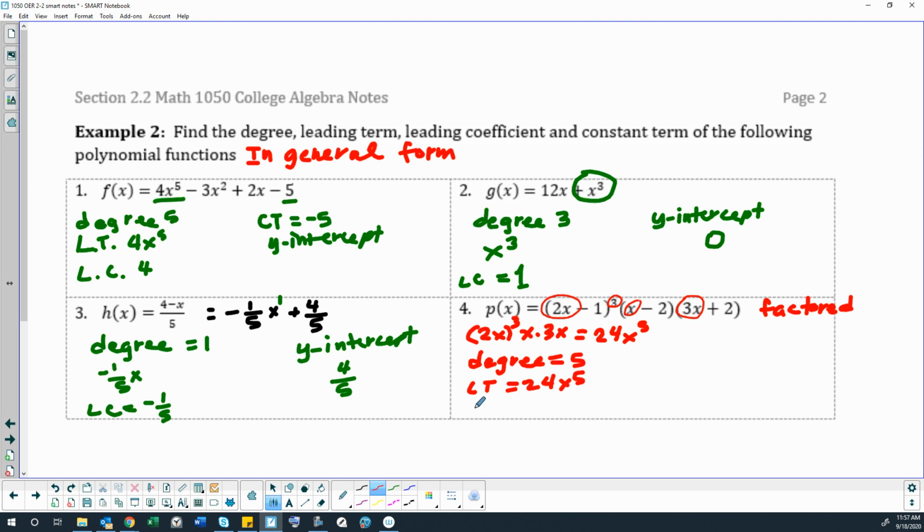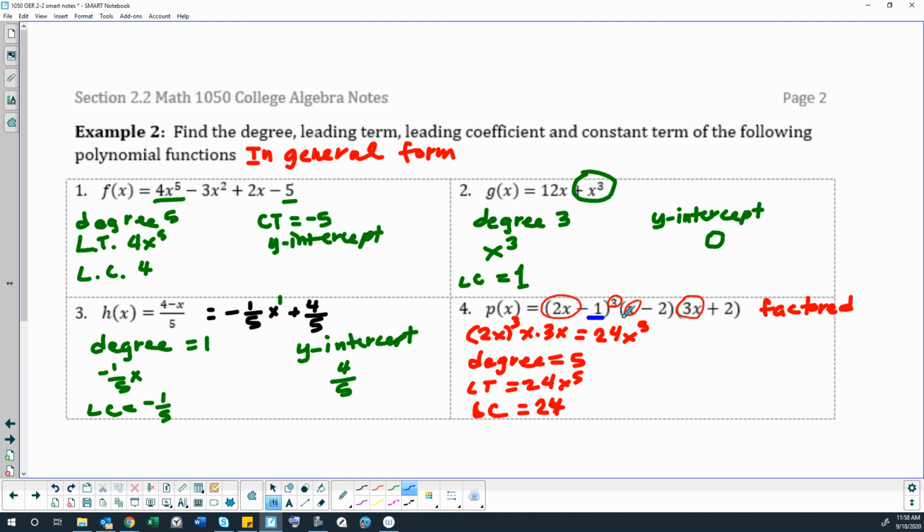And then our constant, no, I'm not to the constant term yet. I'm just doing the leading coefficient. Leading coefficient, that's an LC, is just 24, and then we need to figure out the constant term now.